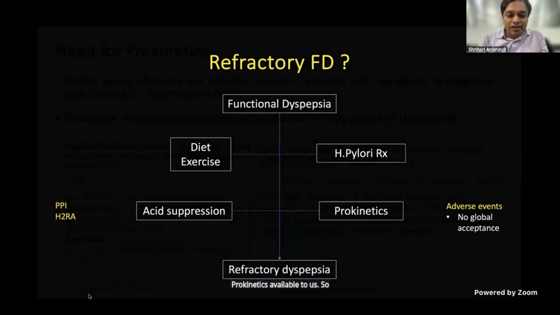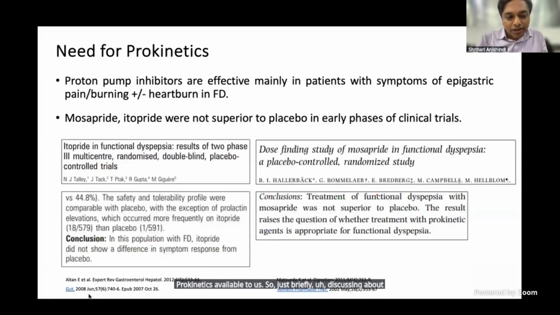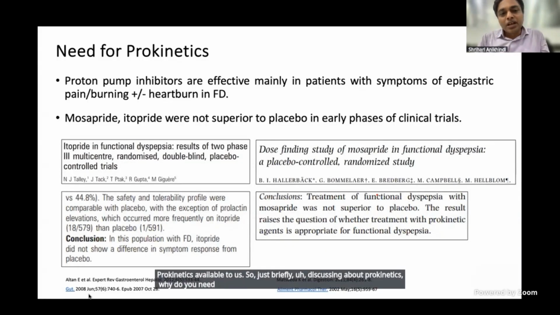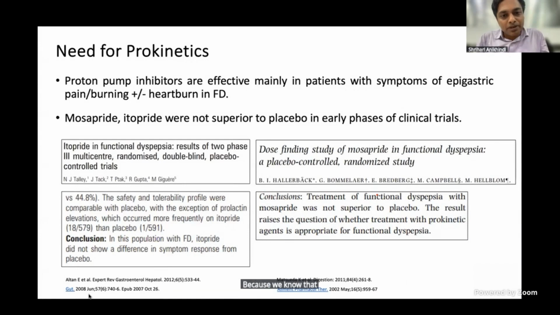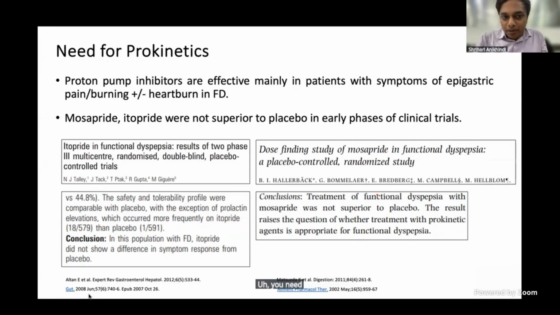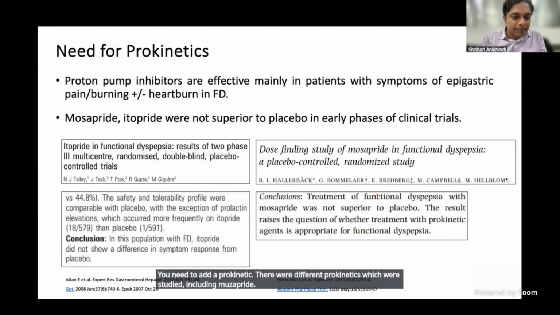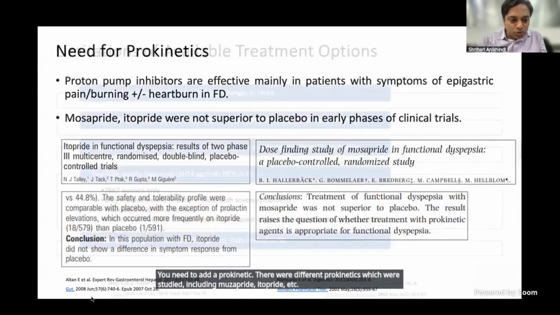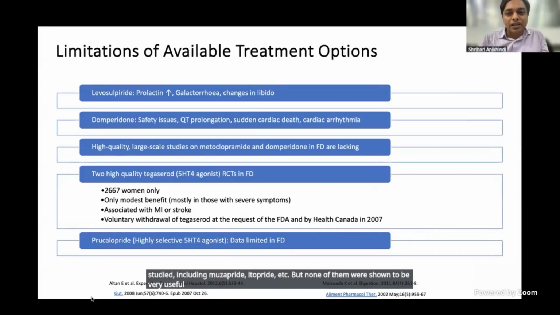So just briefly discussing prokinetics, why do you need prokinetics? Because we know that proton pump inhibitors are effective, especially in epigastric pain syndrome kind of dyspepsia. But when you talk of a postprandial distress syndrome, you need to add a prokinetic. There were different prokinetics which were studied, including mosapride, itopride, etc. But none of them were shown to be very useful.